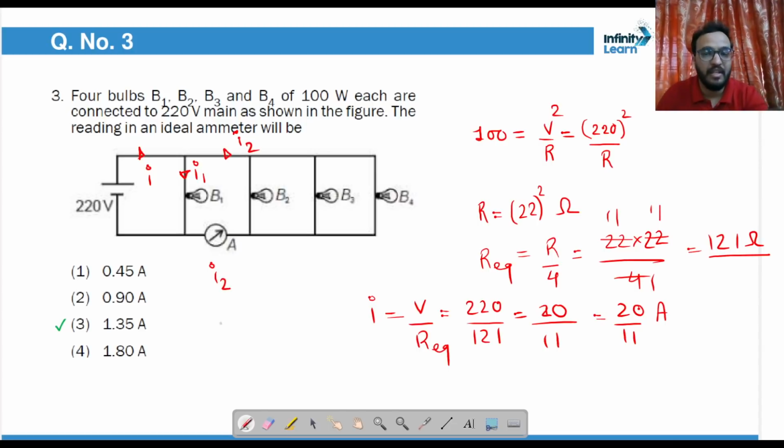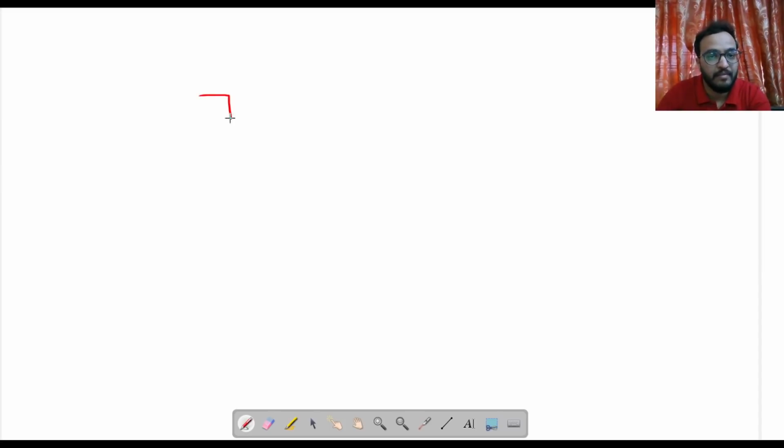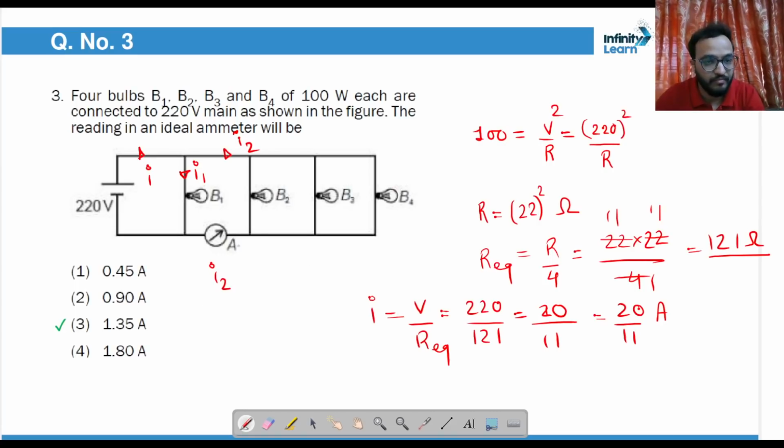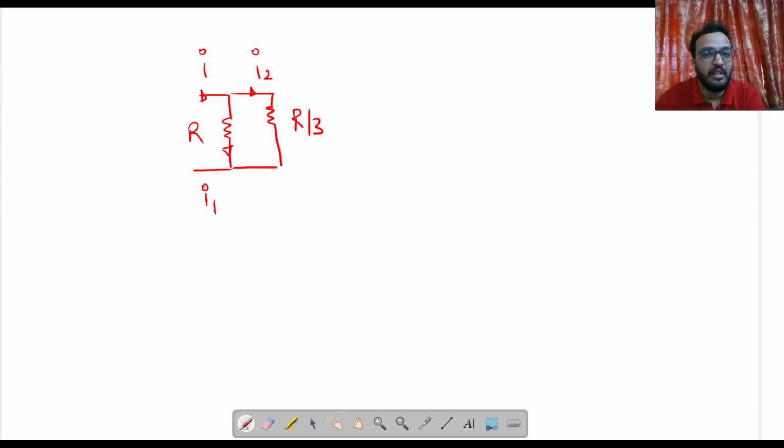Now if I divide this circuit properly, it will look somewhat like this. See, this is R, this is I, and this is overall R by 3. So this is I2, this is I1. So the reading is I2. The reading is I2. Now what is I2?